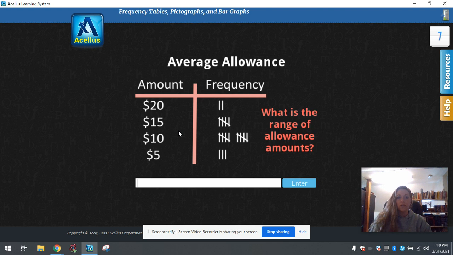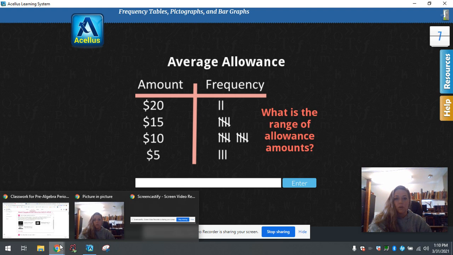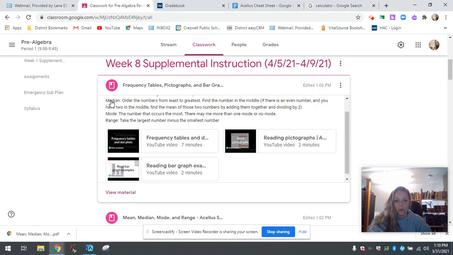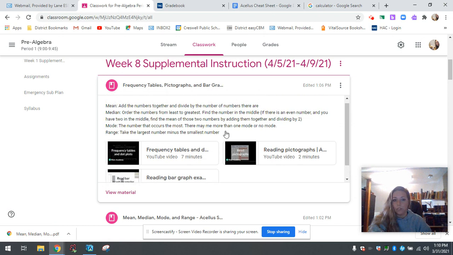Right, we're looking at frequency tables, pictographs, and bar graphs, and we are analyzing the data that we see from those. We're probably going to be asked what's the range, what's the mean, what's the median, what's the mode. If you've forgotten what those are, in our Google Classroom, I have made these little cheat sheets to remember how to do the math to find each of those things. So for the mean or the average, mean and average mean the same thing. For the mean, you add the numbers all together and divide by the number of numbers there are.